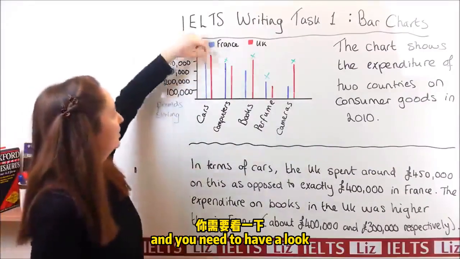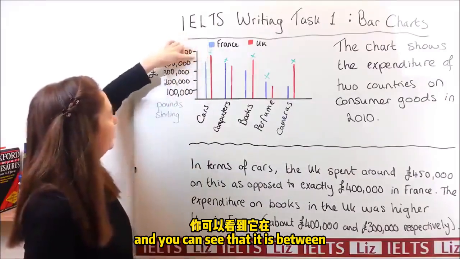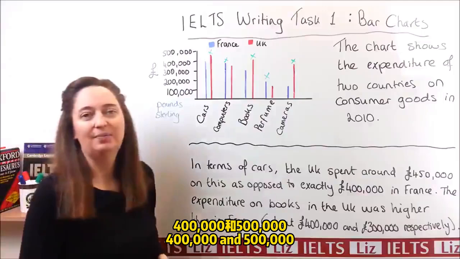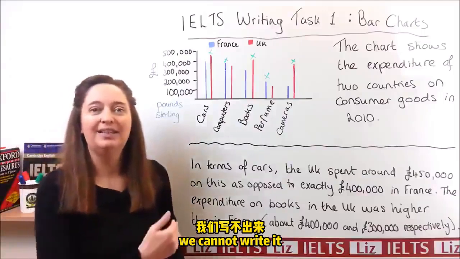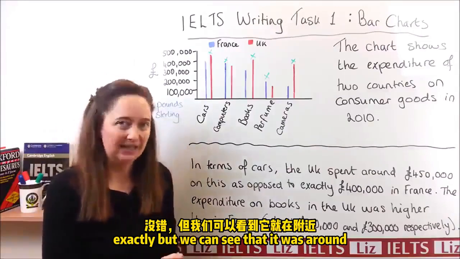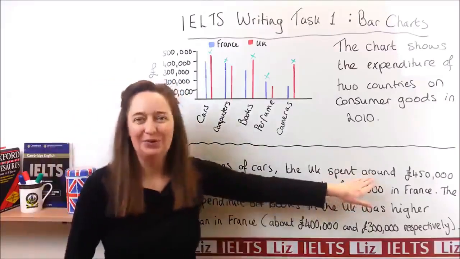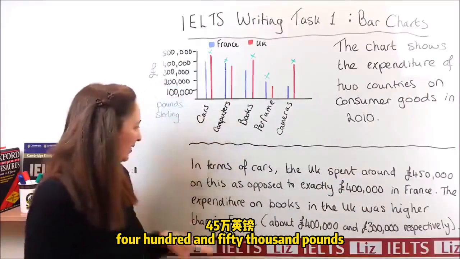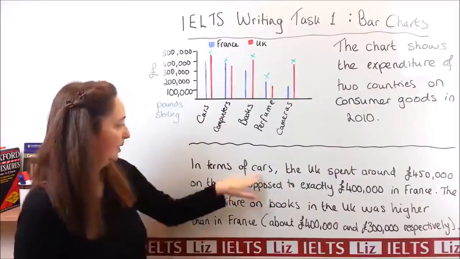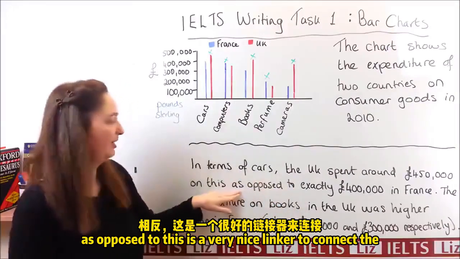So when you're writing your body paragraphs, you need to take a look at the graph, at the chart, and you need to have a look. This is the cars, and here we've got the UK. And you can see that it is between 400,000 and 500,000. We cannot write it was 450,000 because we cannot see exactly. But we can see that it was around £450,000.